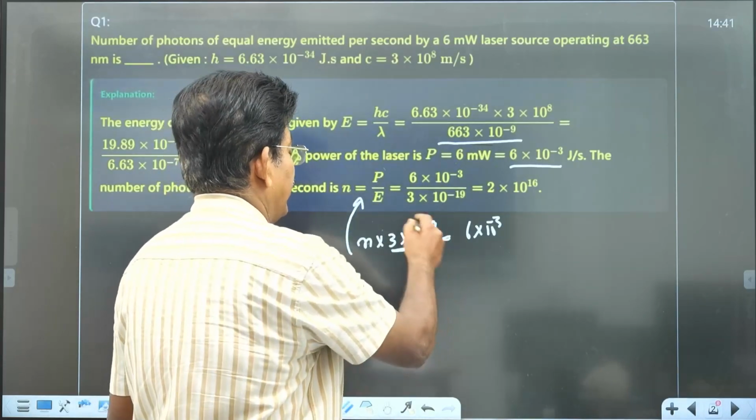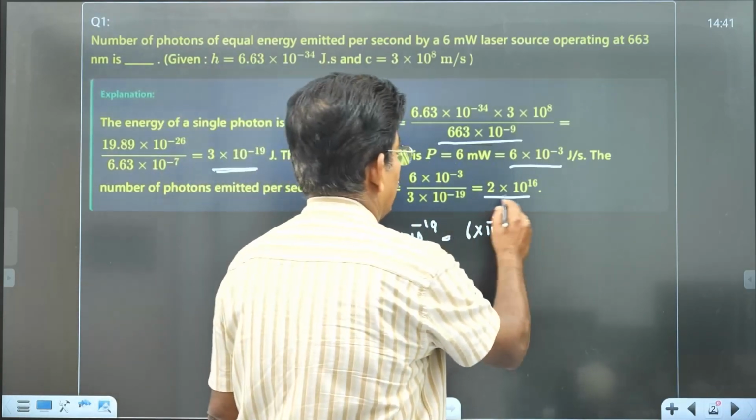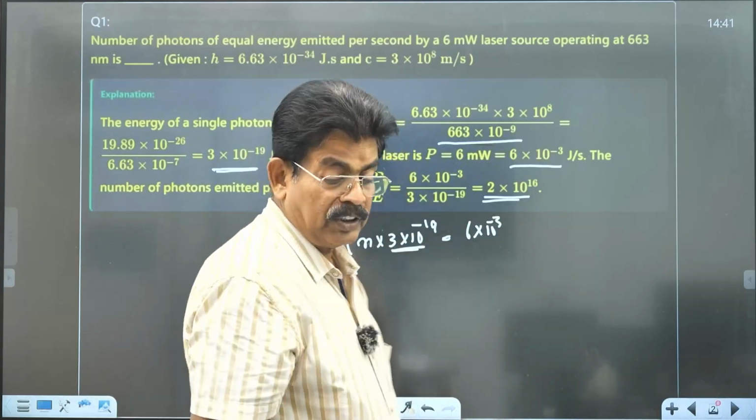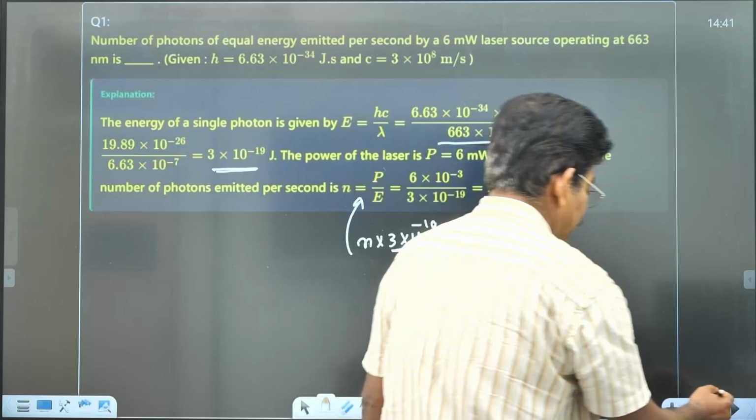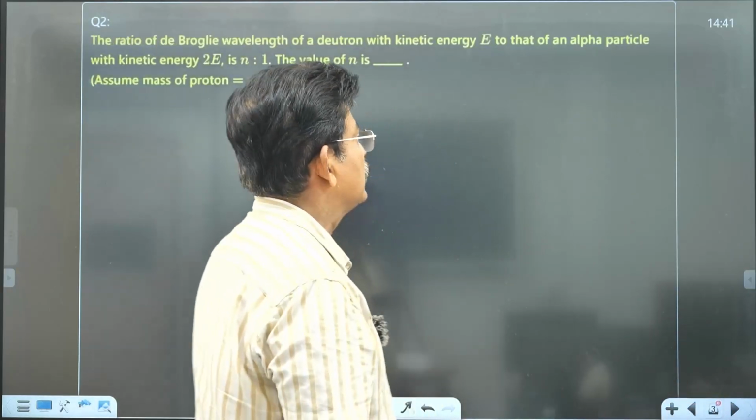That is P divided by E. That comes to be 2 into 10 to the power of 16. Your answer is coming to be option 2. Okay? Very easy question, commonly asked question.